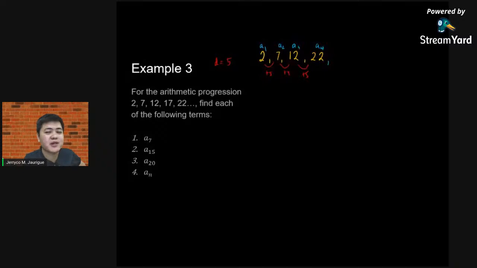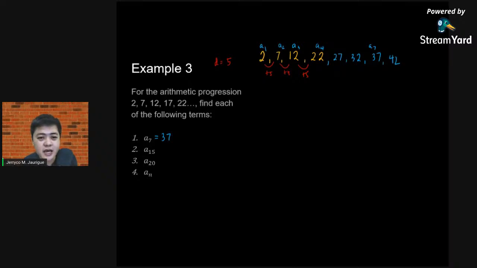2, 7, 12, 22, plus 5, 27, plus 5, we'll have 32, plus 5, 37, plus 5, 42. Ayan. 1, 2, 3, 4, 5, 6, 7, 8. Pero ang kailangan ng A sub 7, so A sub 7 is 37. Pero the question is, paano kapag A sub 15 na? Or A sub 20, or A sub 50, or A sub 99?